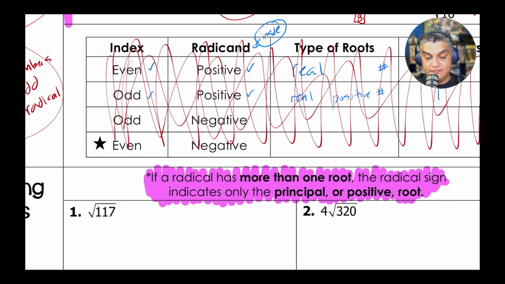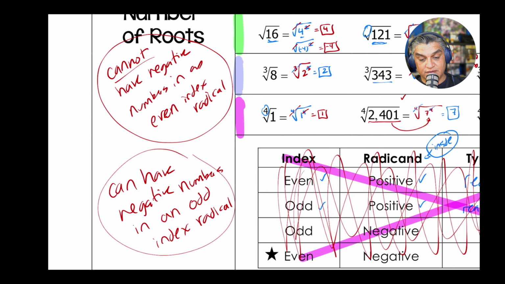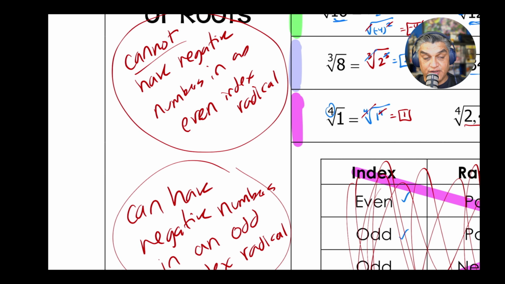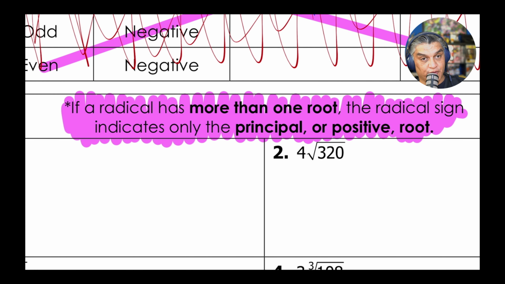So do not worry about this chart. I don't want to confuse people. Basically, this chart was just trying to show you that you can only have negative numbers in an odd index radical. And when I take the square root or the fourth root, you can also multiply negatives because all the negatives will cancel out. You're only asking for the principal or positive root. That's the only one we're looking for, unless it has a negative sign or a plus minus in the front.